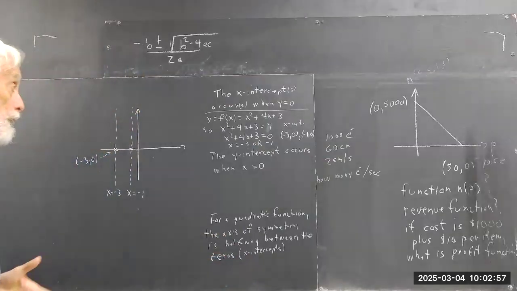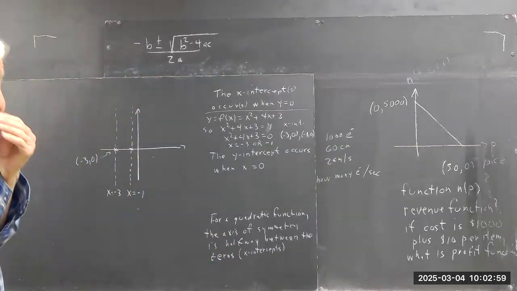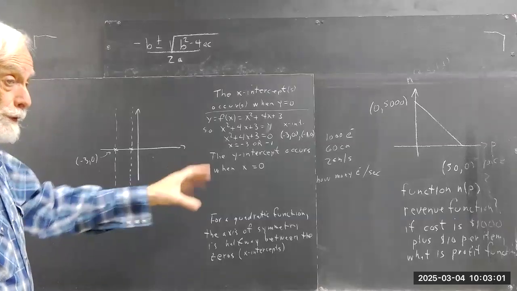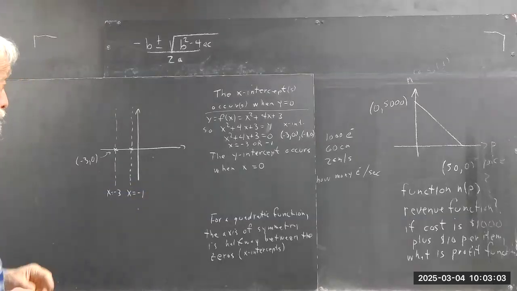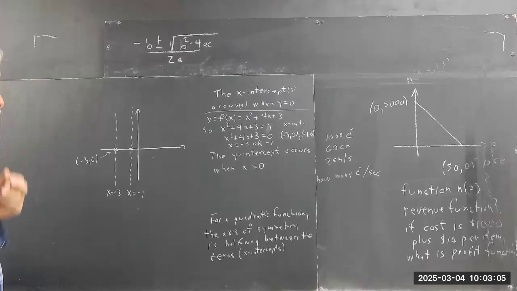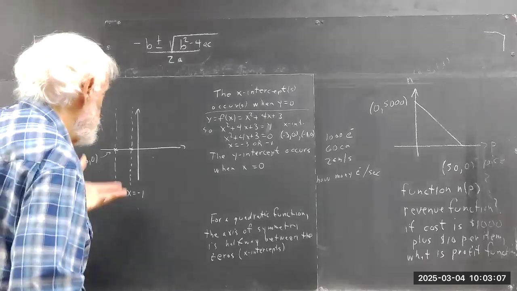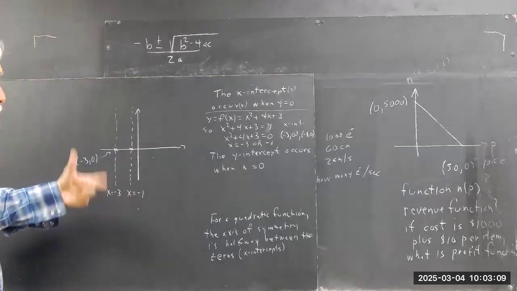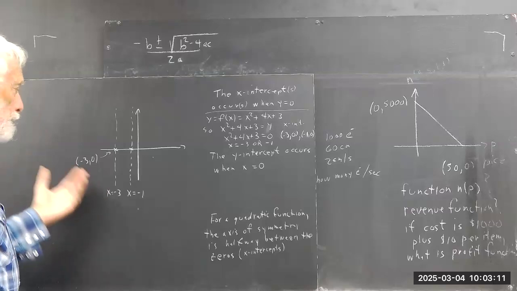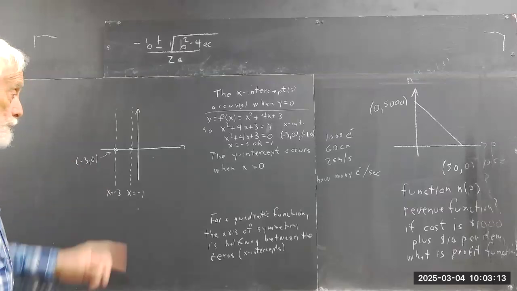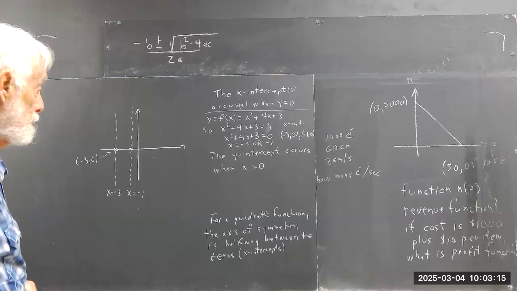Whether you can do that in your head or not, check it. You don't have to use a calculator to check it, although these numbers are very simple, and you really shouldn't have to use a calculator. So there we have at least a representative graph that shows the X-intercepts.